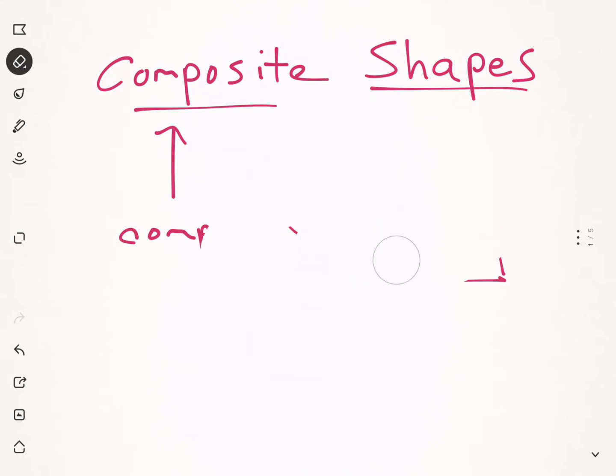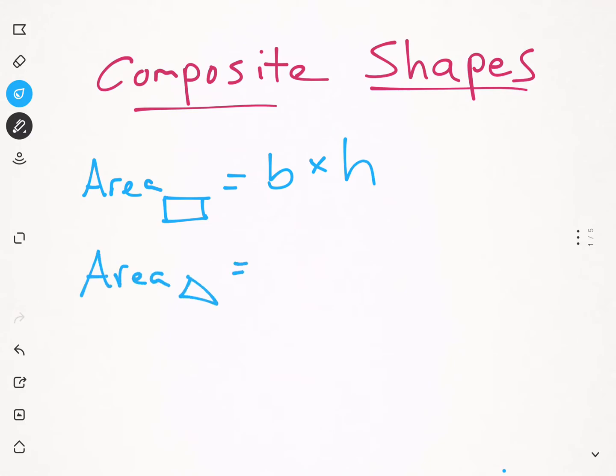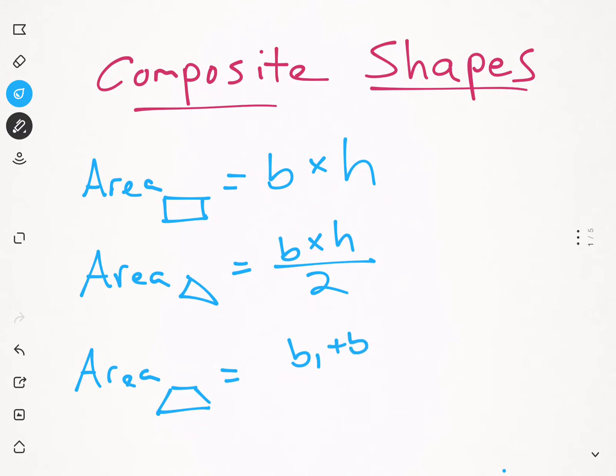So let's review what we know about finding the area of different shapes, because we're going to be using all this today. To find the area of a rectangle, we're just going to do base times height. To find the area of a triangle, we do base times height and then divide that by 2. And to find the area of a trapezoid, we add base 1 and base 2, then we divide that by 2, and then we multiply that by the height.